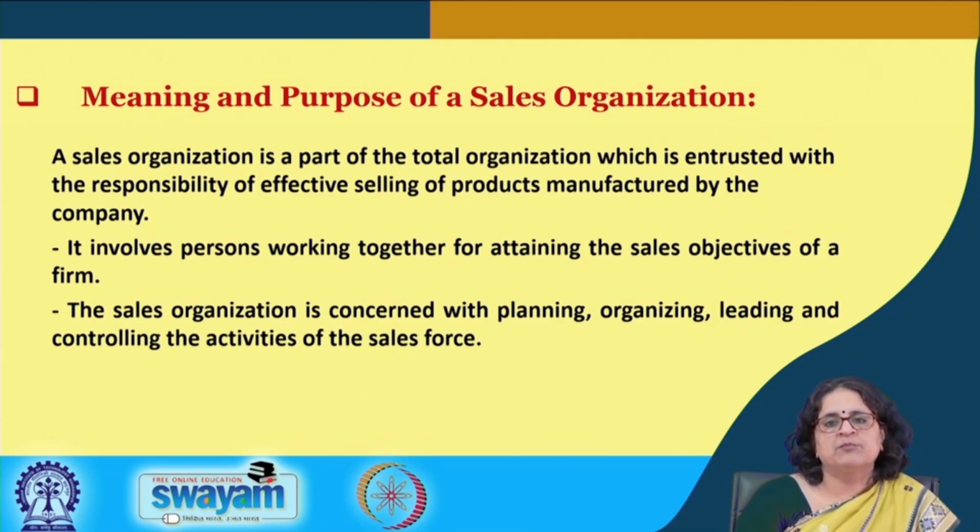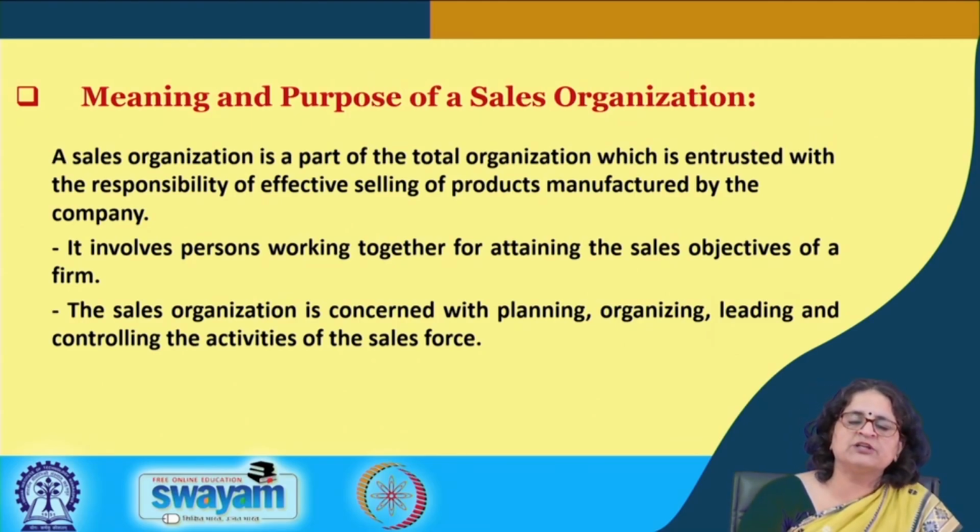The same thing if we put in the context of marketing and sales, we need to have a sales organization in place which clearly specifies job titles, job roles, responsibilities, gives a job description, explains superior subordinate relationships, clearly demarcates who reports to whom, so that there is coordination, there is control, and plans and objectives can be achieved. Now, the sales organization is a part of the total organization, which is given the responsibility of effective selling of products manufactured by a company. So, it is another organization within the larger organization.